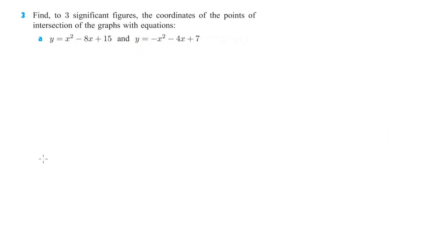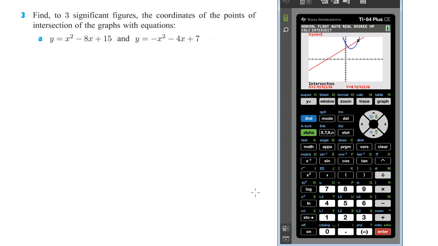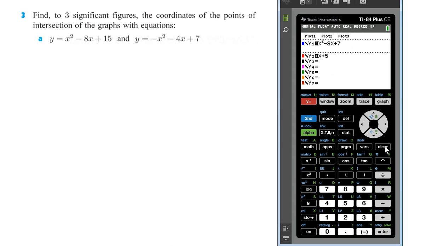This one here: find, to 3 significant figures, the coordinates of the point of intersection of the graph with these equations. So back to our graphing calculator, y equals, clear these 2 out, and we will enter these in. All right, I still couldn't clear that one out. There it goes. So x squared minus 8x plus 15. Okay, so here's our 2 equations. It's really important for this one here: this first negative has to be this negative sign here, and then this minus 4 is actually subtract 4. So you use this one if it's at the beginning, and this one if it's in the middle somewhere.